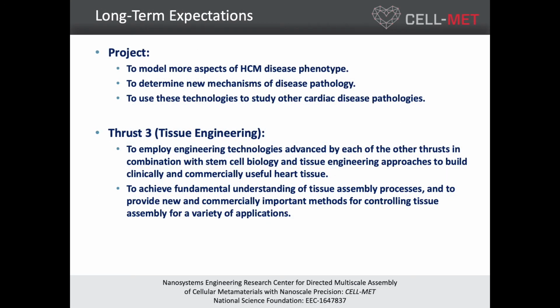As a thrust in Thrust Area 3, we aim to use the technologies developed by CellMet in combination with our stem cell biology and tissue engineering knowledge to build a clinically useful human heart tissue. To do so, we aim to obtain an understanding of the tissue assembling processes and how to use new methods to control this assembly. I will now show you what some of the work in our lab looks like.